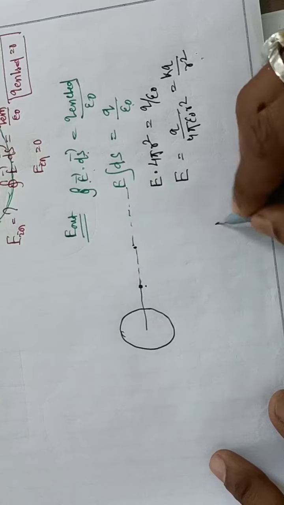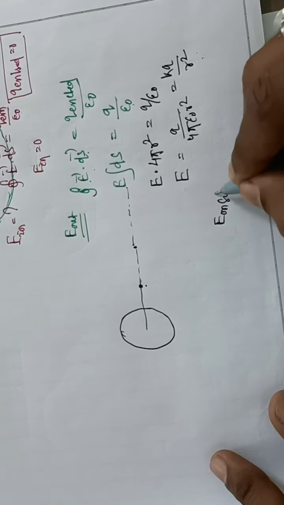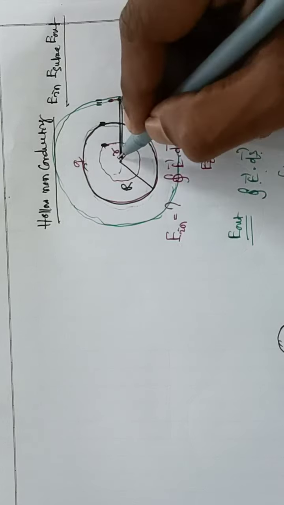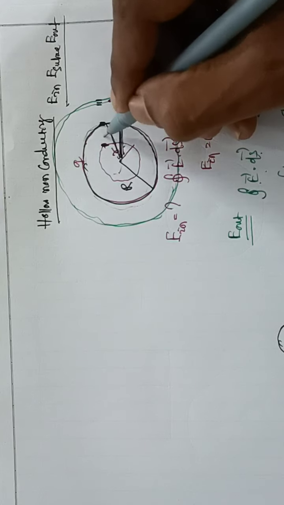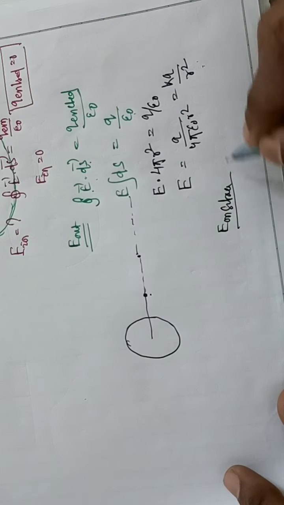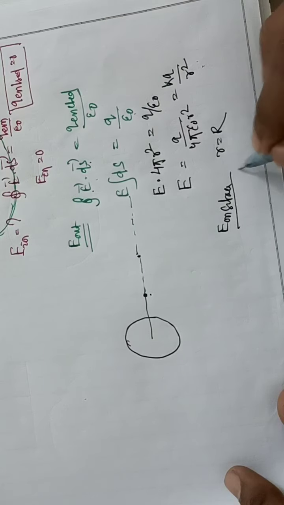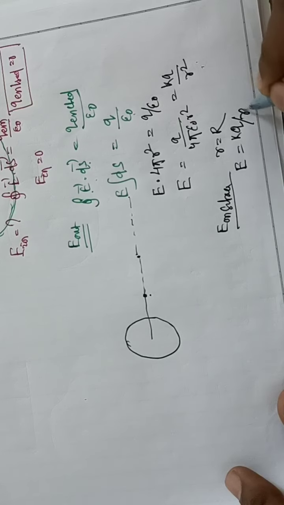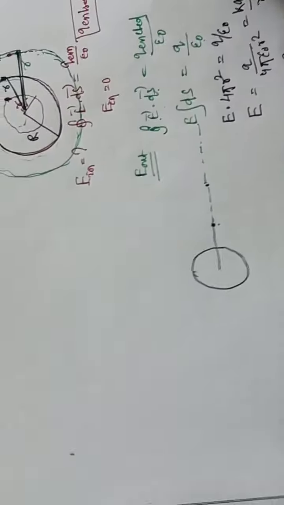And on the surface, if I draw my Gaussian surface exactly on the surface, we know that small r is nothing but capital R. So on the surface small r equals capital R, and I get the expression kq upon capital R square. So it is pretty obvious.